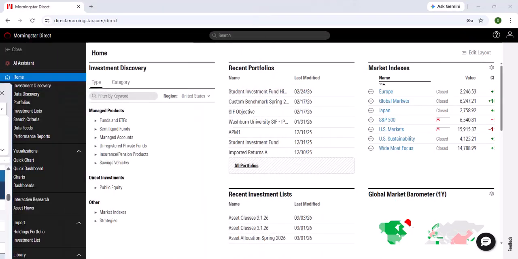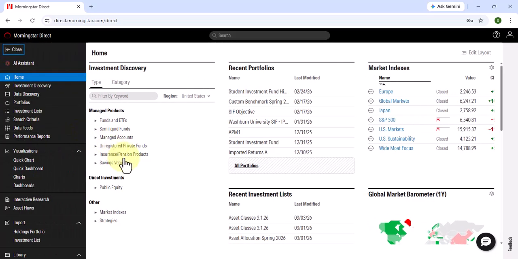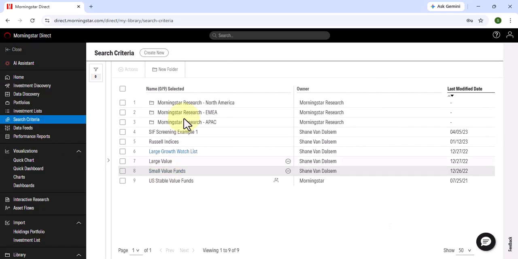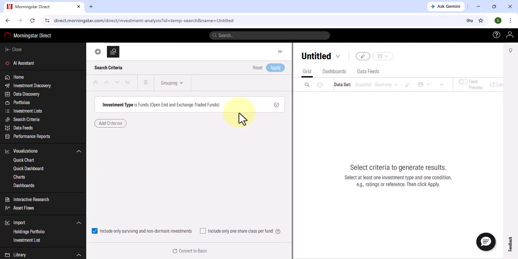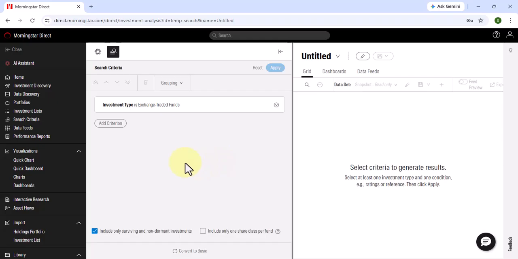So I'm going to go over here to Morningstar Direct. I'll close this out so you can just see where I go from the beginning. I'm going to press the arrow up here in the upper left hand corner and then go to search criteria. I'm going to create new. So I'm going to go to the search criteria. My investment type, I want to change this. I'm only interested in exchange traded funds. And then I'll press update.